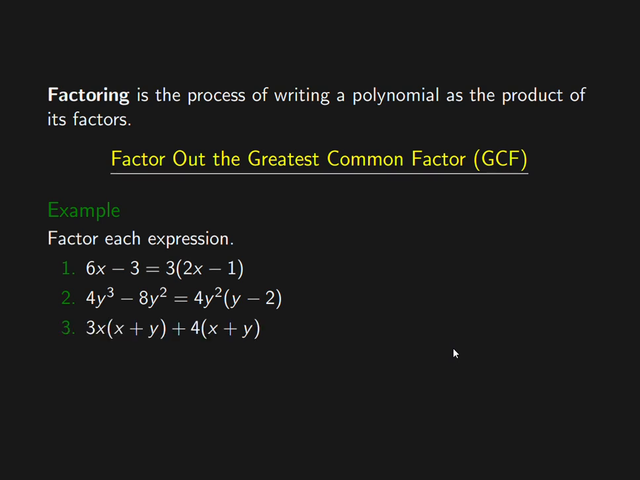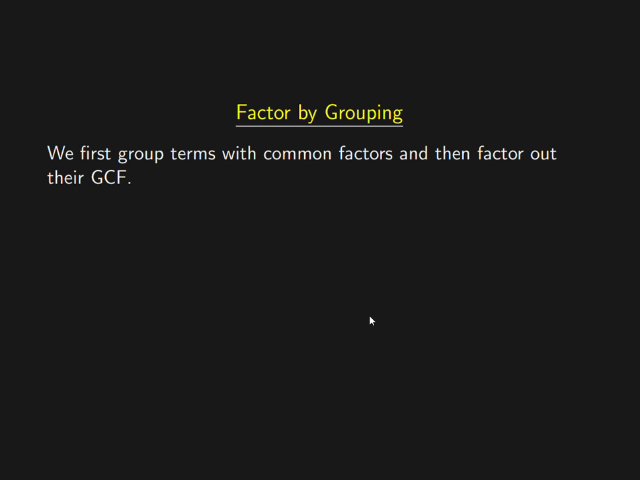So what about 3x times x plus y plus 4 times x plus y? Now the GCF is x plus y. So this factors to 3x plus 4 times x plus y. The second method is factoring by grouping. Here we group terms with common factors and apply the GCF method. So let's see it in action.